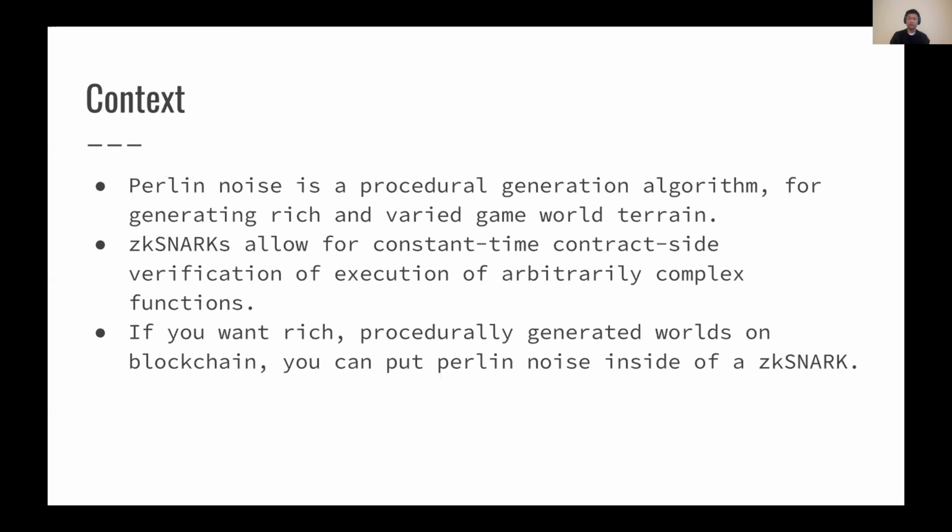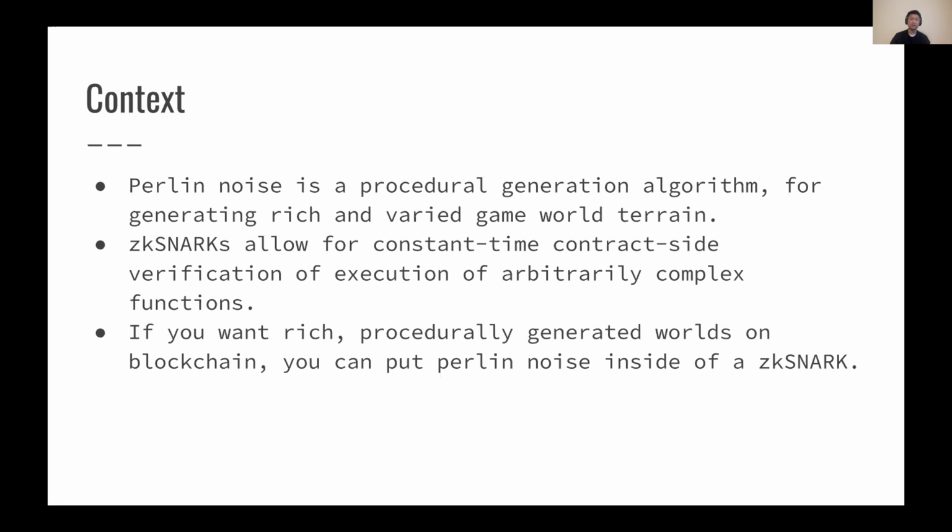So to dig into a little bit of context for what we're talking about today, we're going to specifically be talking about some of the challenges we've encountered trying to implement Perlin Noise inside a zkSNARK. This is a technique we use in Dark Forest, and it's something that we're exploring more complex variations of over the last couple of months and throughout the rest of this year. So Perlin Noise is a procedural generation algorithm for generating rich and varied game world terrain. So you can think of it as a function that can map an arbitrary coordinate pair x, y to, say, like a height on a terrain.